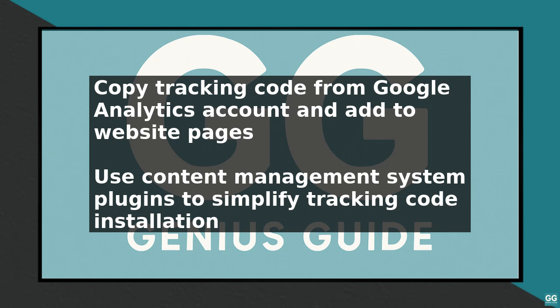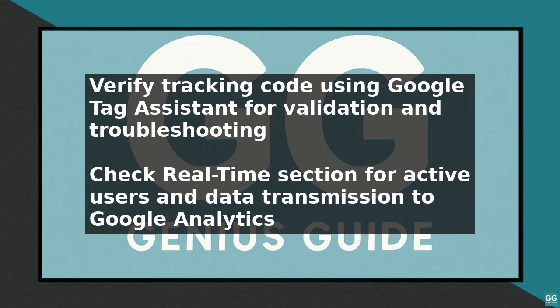If you are using a content management system such as WordPress, you can use a plugin to add the tracking code to your website. Once you have added the tracking code to your website, go back to your Google Analytics account and navigate to the real-time section. This section shows you the number of active users on your website in real time. If the tracking code is working correctly, you should see at least one active user, which is you, since you are currently accessing the website.